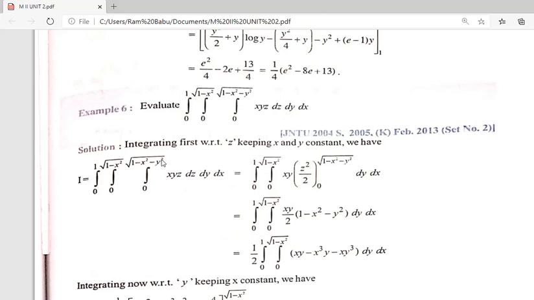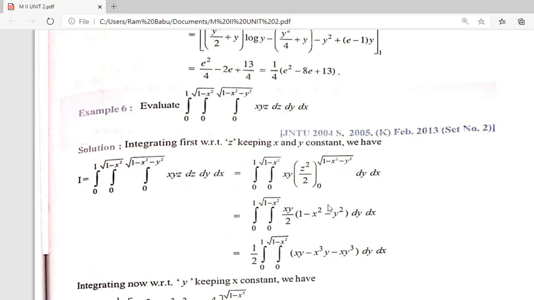Okay, now since z is equal to 0 to root of 1 minus x square minus y square, first we integrate this function with respect to z, because the limits are z equal to 0 to root of 1 minus x square minus y square. Therefore, the integral value of z is z square by 2. What are the limits? 0 to root of 1 minus x square minus y square.